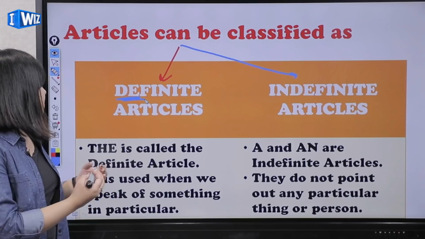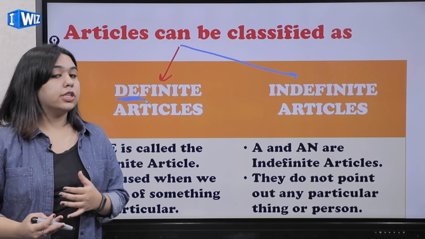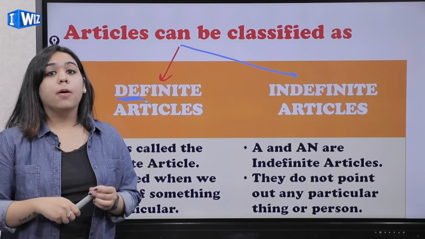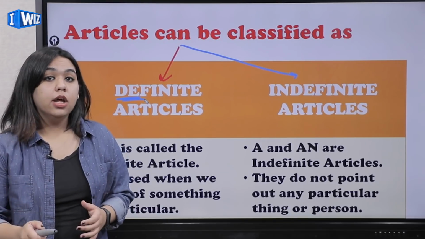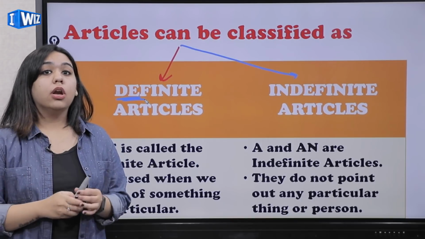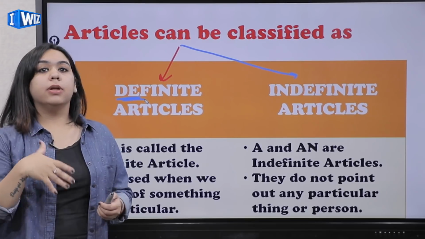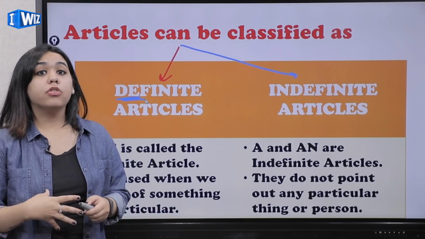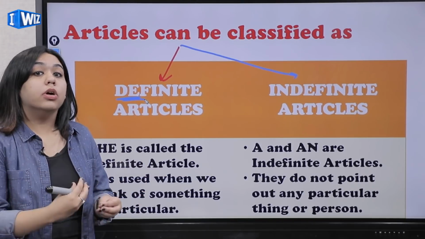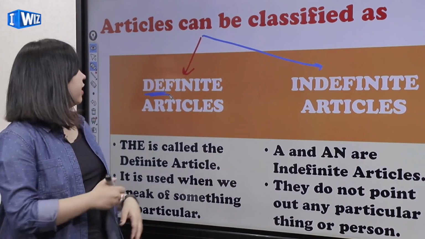It is used when we speak of something in particular. When you are very sure about something and you are talking about something in particular, for example: please return me the pen that I gave you. The pen that I gave you. So I am talking in particular about one pen that I gave you. Return me that pen. So you cannot return me any pen, okay? You have to return me the same pen. So whenever I am pointing out something particular or specific, we use the article the.